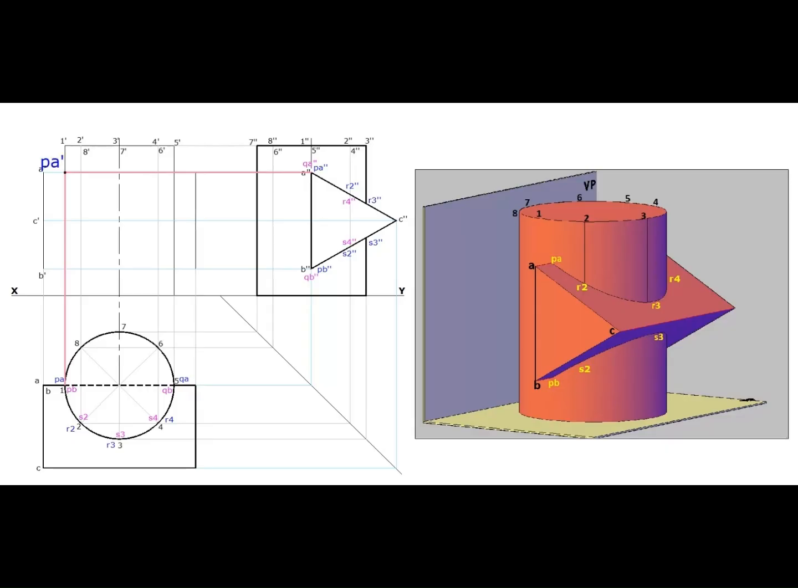PA dash, PB dash, QA dash, QB dash, R2 dash, R3 dash, R4 dash, S2 dash, S3 dash, and S4 dash.